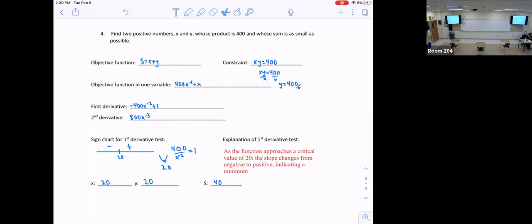Because when you get down below, if you go on autopilot, you're going to be testing both of those values. And you shouldn't even be speaking about the negatives. So yeah, I would do it. You're not going to use that constraint to help you get the objective function in one variable, but it will eliminate one of the critical values that you actually get. So yeah, that's a good point.